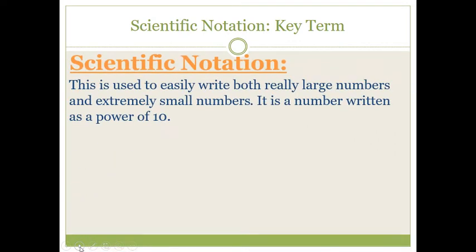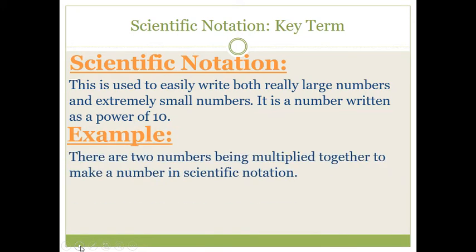All right, now, scientific notation is used to easily write both really large numbers and extremely small numbers. It's a number written as a power of 10, right? So it's written as a power of 10 because our numbers are in base 10. Meaning that if we multiply a number by some power of 10, we're just moving the decimal around either to the left or to the right. So it makes it really convenient for us to write really large numbers as a power of 10 or really small numbers as a power of 10.